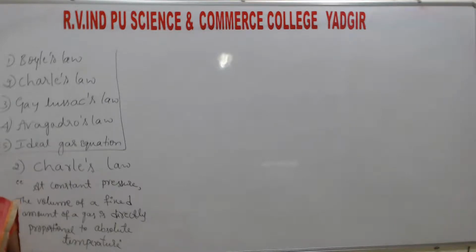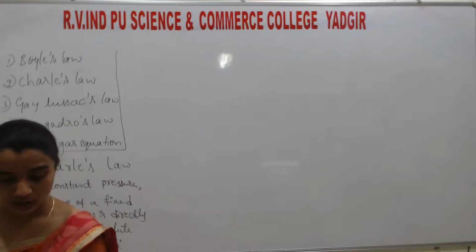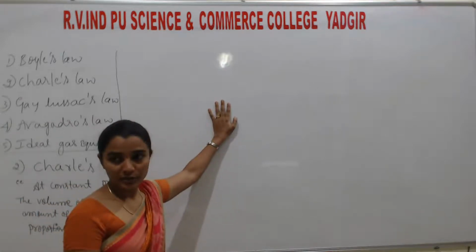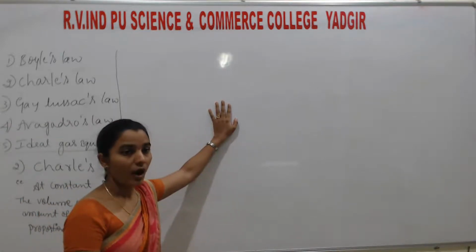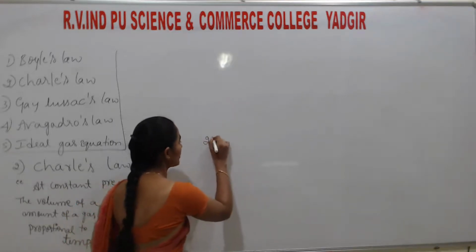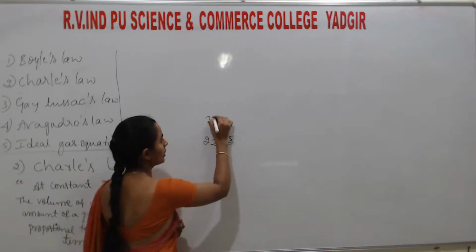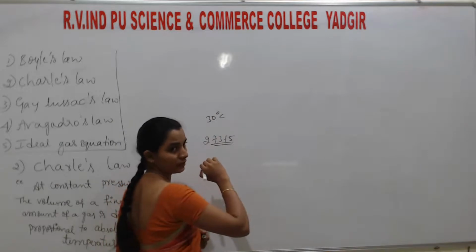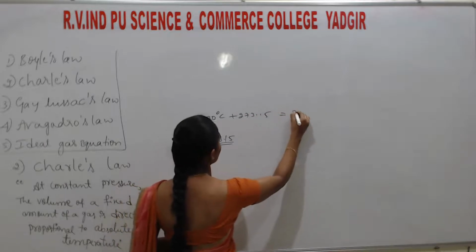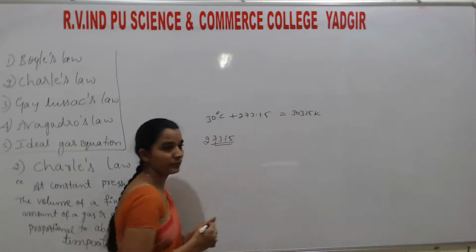Okay, so what is the difference between temperature and absolute temperature? Listen students, for example, any degree Celsius is there. How do you convert degree Celsius to Kelvin? You are going to add 273.15 to the respective degree Celsius. For example, 30 degrees Celsius. You have done 30 plus 273.15, you will get 303.15 Kelvin.